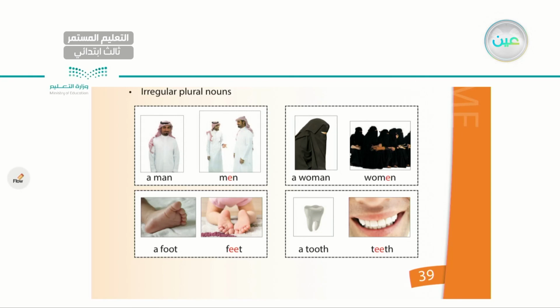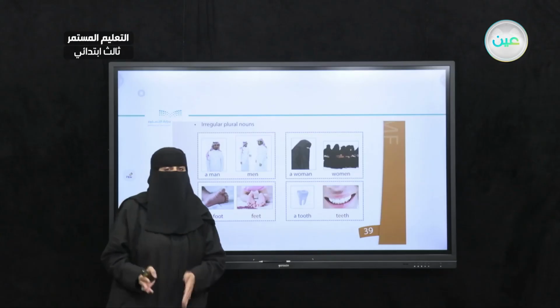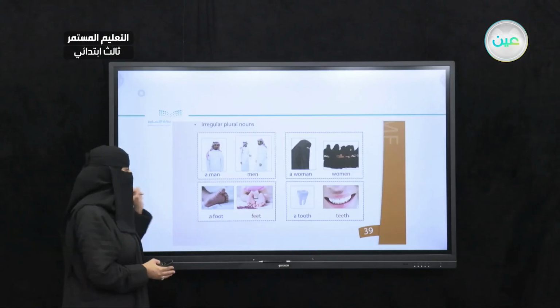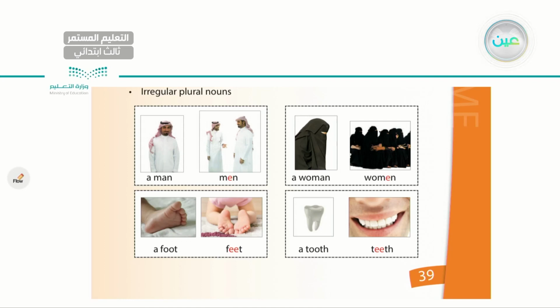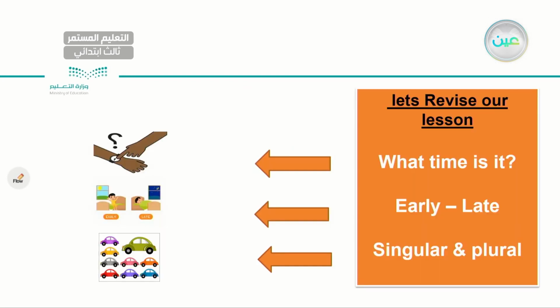Irregular plural nouns. They are not like car, cars, apple, apples, book, books. No, they are formed differently. For example, I have a man, men. A woman, women. A foot, feet. A tooth, teeth. Very good, my dear student.